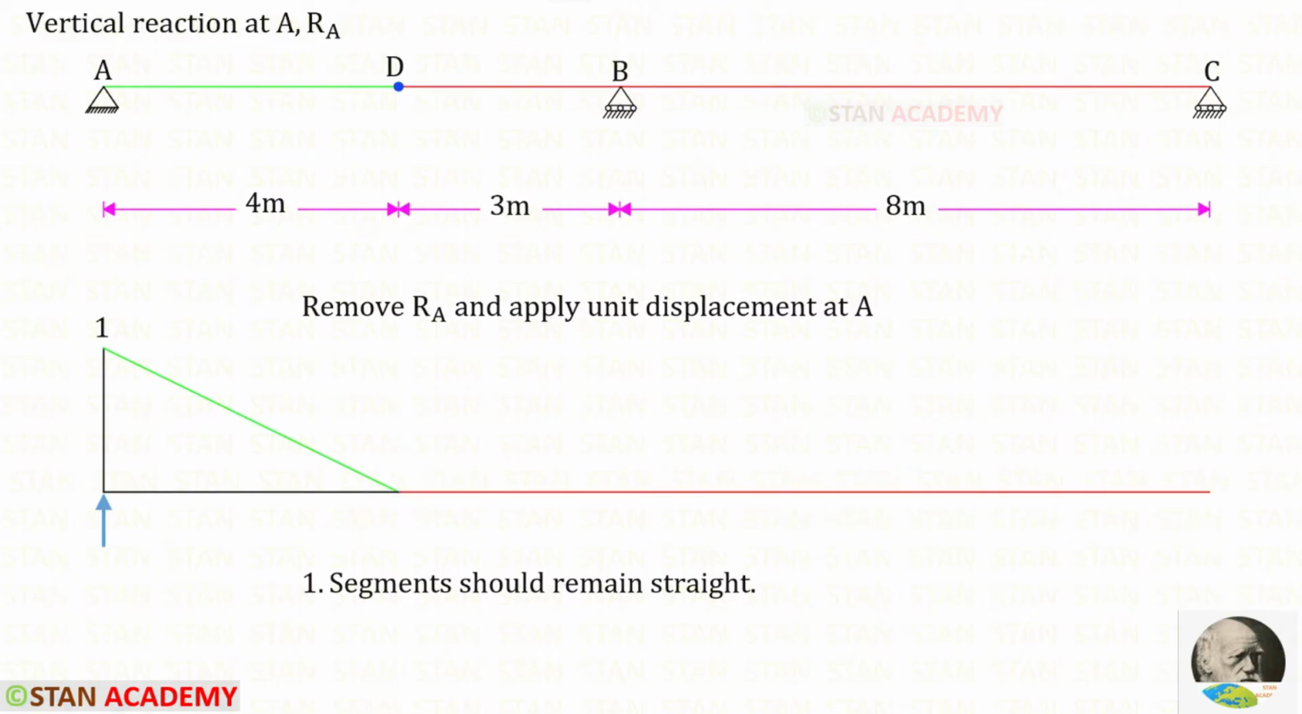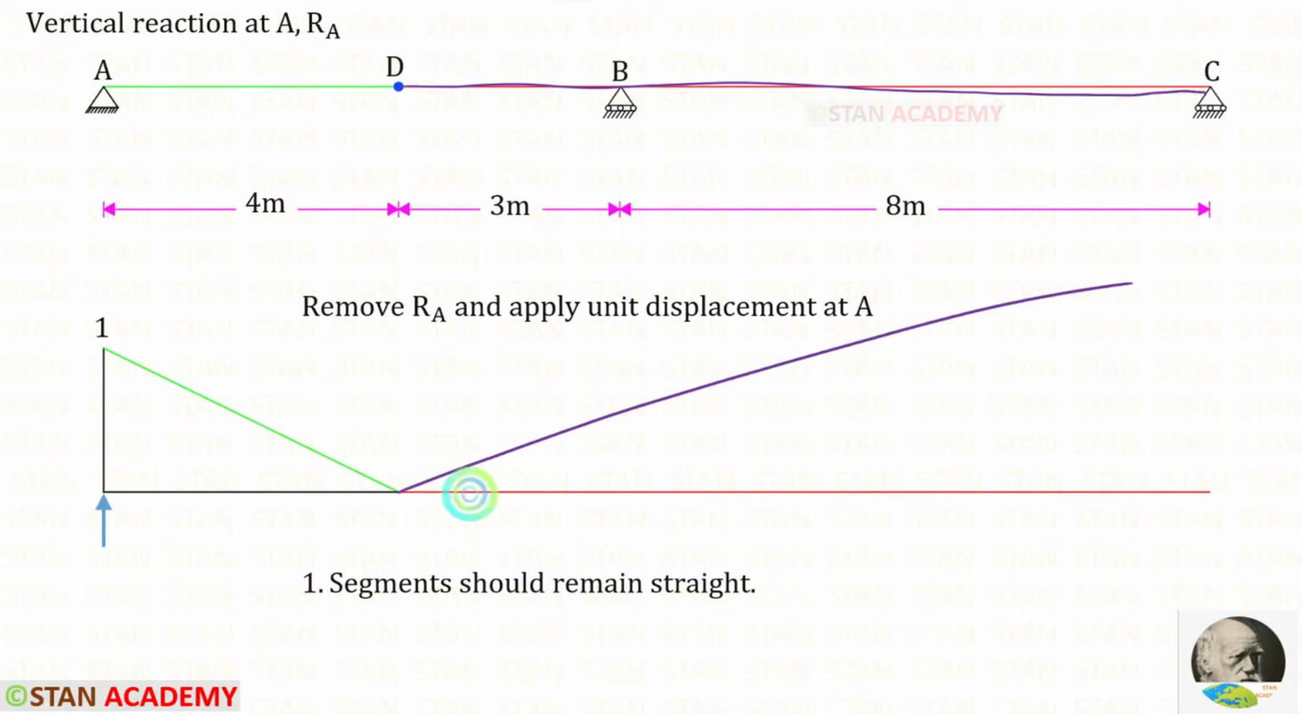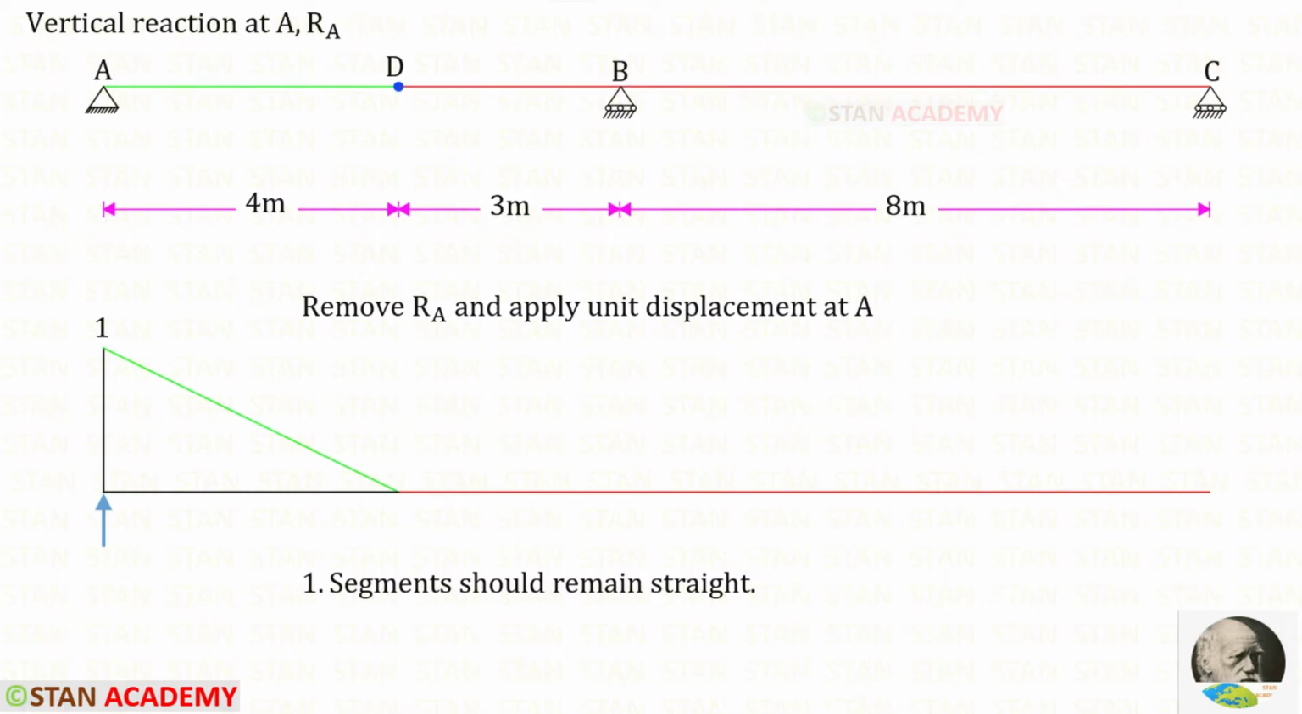It is not possible that DB stays here and BC rotates. It is incorrect because DBC is a single segment. It can rotate altogether like this or like this. Even though it rotates, it will maintain straightness. But here it does not rotate. It remains the same. Let us see why.